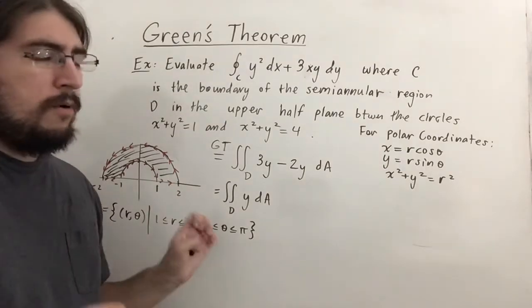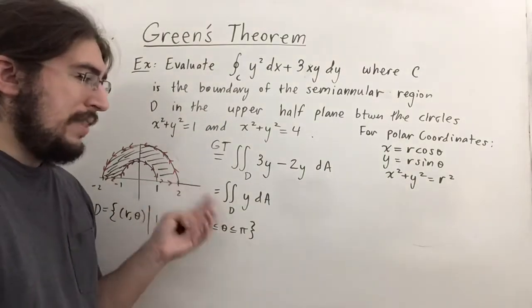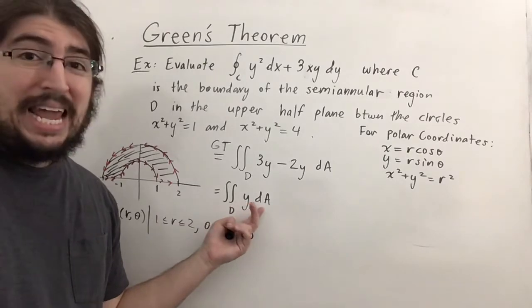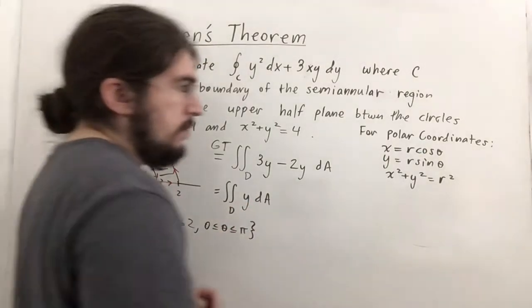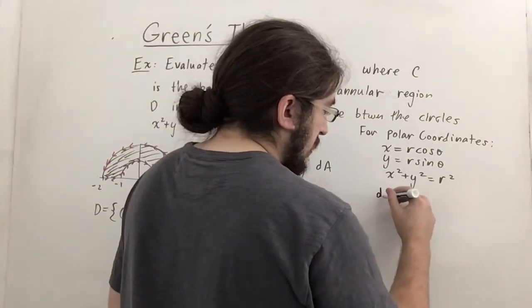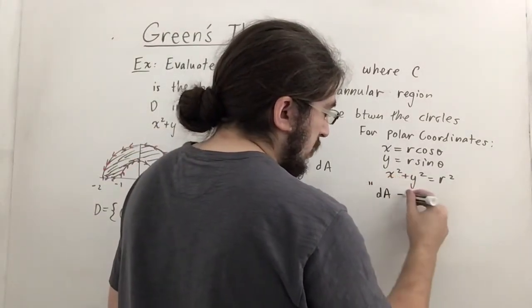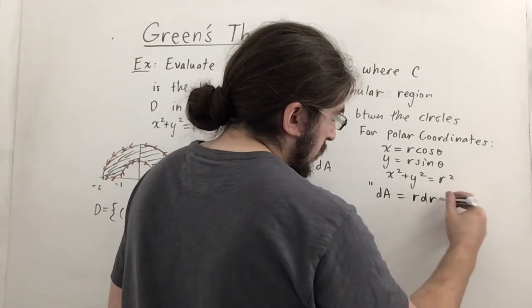But there's one more thing we actually need that's pretty important, and that's that the double integral dA will actually turn into r dr d theta. So let me just say that dA is equal to r dr d theta.